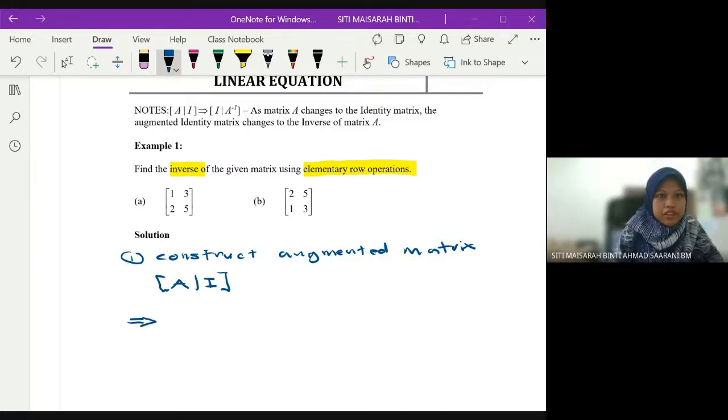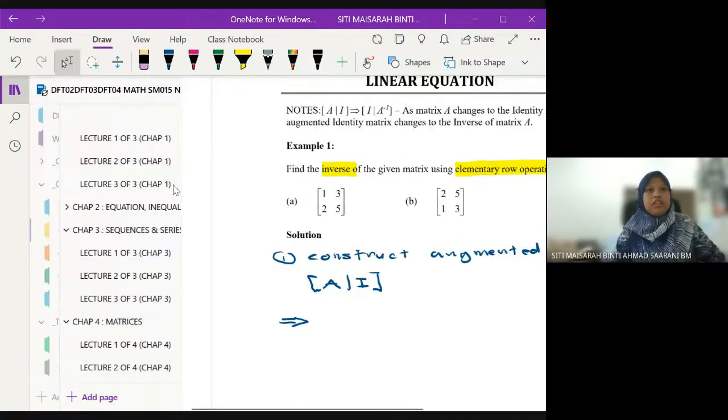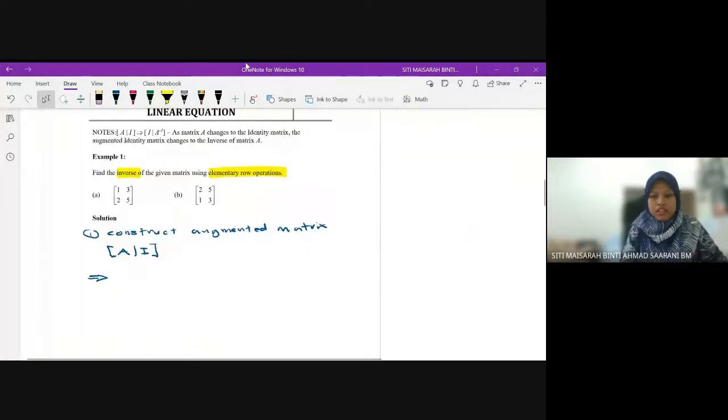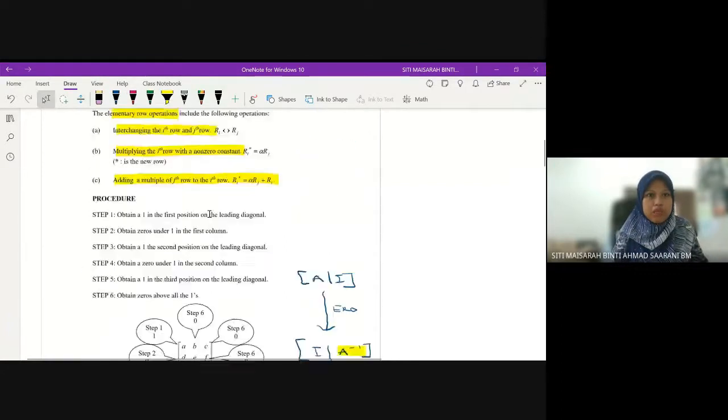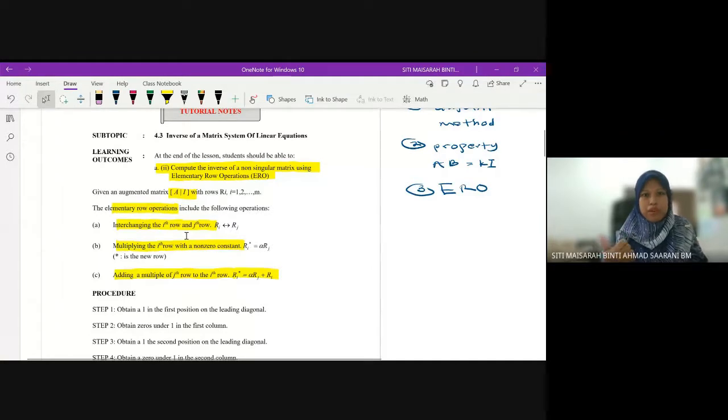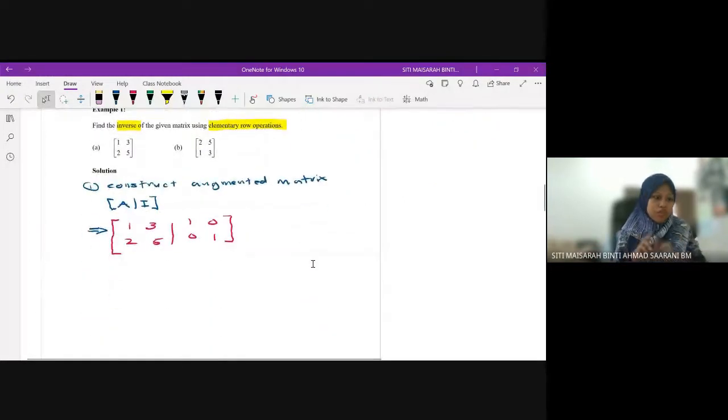So then kita letak depan ni matrix A, we put matrix A, so then 1, 3, 2, 5, and then belakang ni your identity for a 2 times 2 matrix 1, 0, 0, 1. This is called the augmented matrix lah. Okay, so then kita kena buat elementary row operation yang kita sebut tadi 3 ni. Boleh jadi interchange, boleh jadi multiply the i row, or adding a multiple of the j row to the i row. Okay, so langkah pertama, your first step should be obtain 1 in the first position of the leading diagonal.